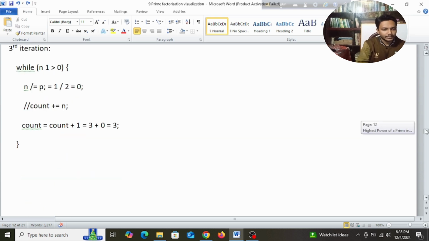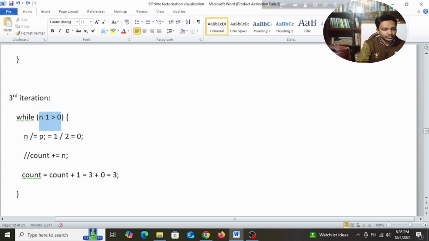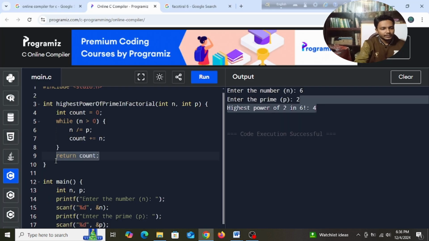Let's see the third iteration. 1 is greater than 0, that's true. So n divided by p: n is 1 and p is 2, so 1 divided by 2 equals 0. We know that it is integer division. Then count equals count plus n. The previous count was 3, and this time n is 0. So 3 plus 0 equals 3. Now we will return the count, guys. Finally it will terminate from the loop, so we will return the count.